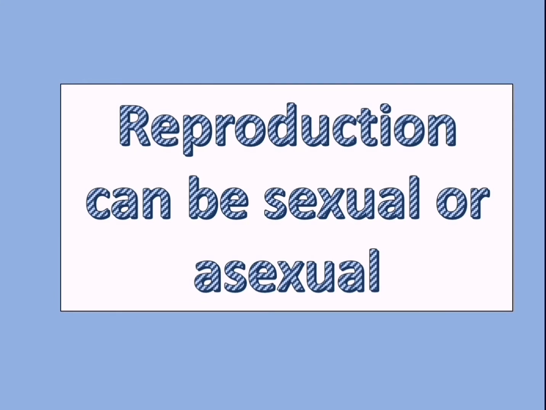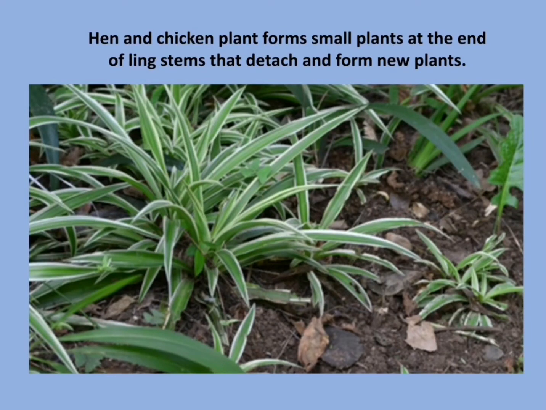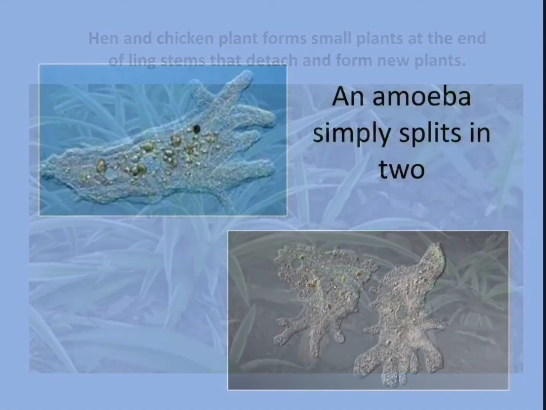And reproduction can be sexual or asexual. So let's quickly look at some of the differences. Asexual reproduction we can see in some plants. This is an example of a hen and chicken plant that forms small little plants at the end of long stems that then detach and form baby plants on their own. Now you don't need two parents for this, you only need one plant.